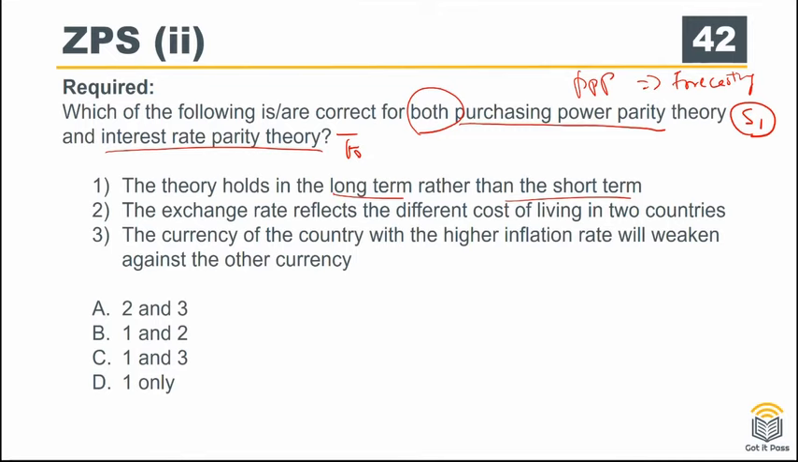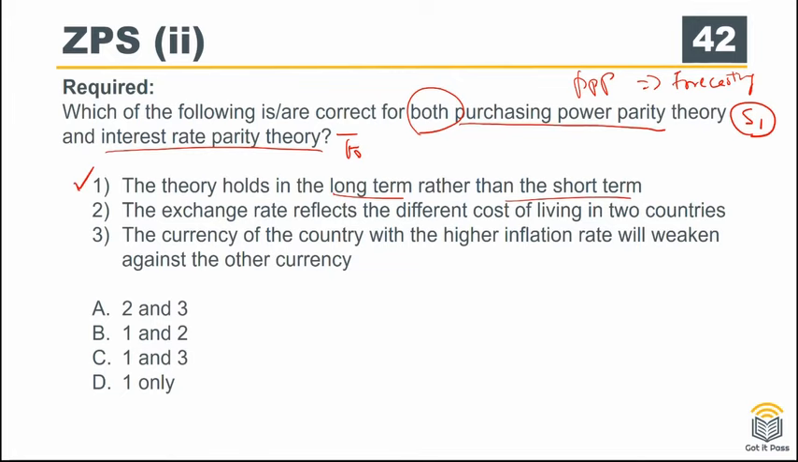In these questions and theories, they apply in the long term, but there are short-term fluctuations in the forex market. The short-term fluctuations in the exchange market are not catered for or accounted for in these theories, but in the long run they hold. Okay, in the long run they hold. So the first statement is correct.